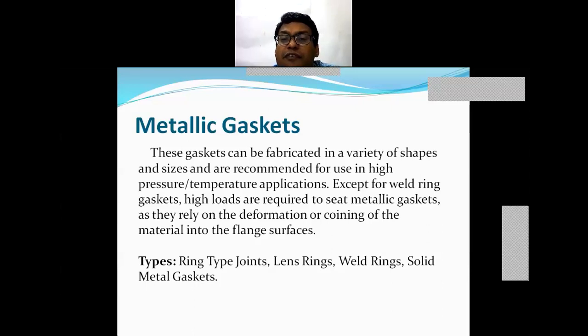These gaskets can be fabricated in a variety of shapes and sizes, and they're recommended for use in high pressure and temperature applications. So metals are used in high temperature and pressure applications, and only the soft metals are preferred, which get deformed. Generally the thickness is on the lower side, say 0.3 mm to 1 mm, or 1 to 2 mm for these metal gaskets.